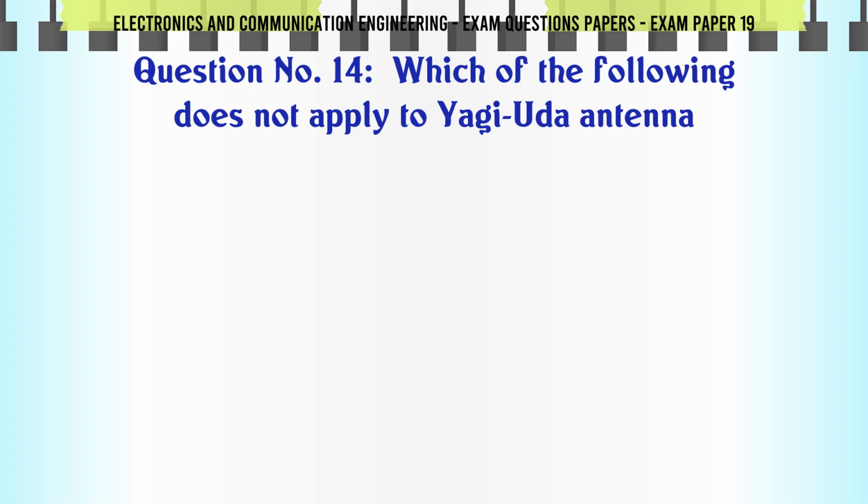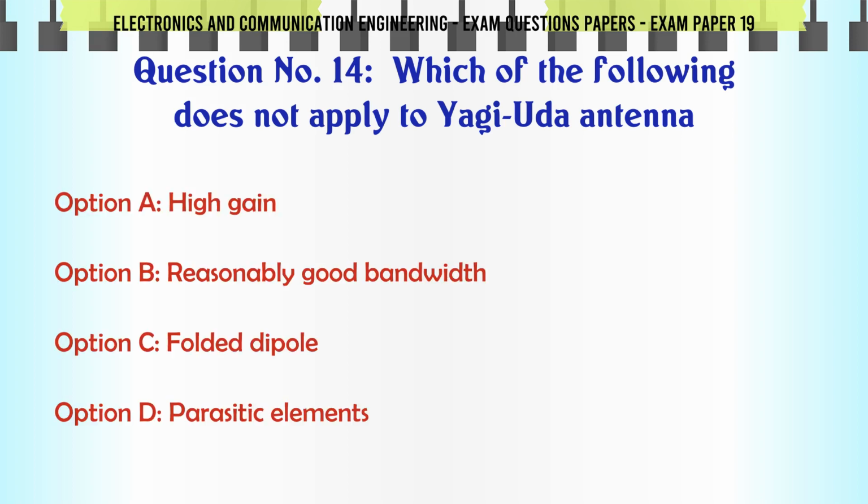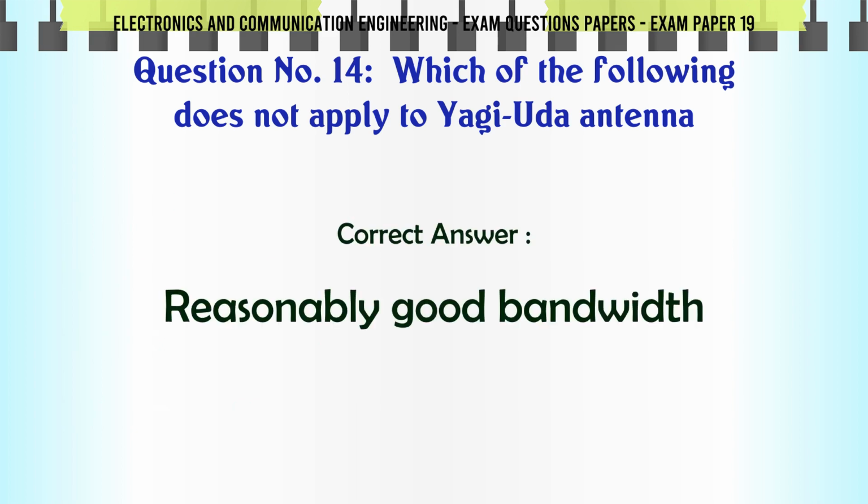Which of the following does not apply to Yagi-Uda antenna? A. High gain. B. Reasonably good bandwidth. C. Folded dipole. D. Parasitic elements. The correct answer is reasonably good bandwidth.